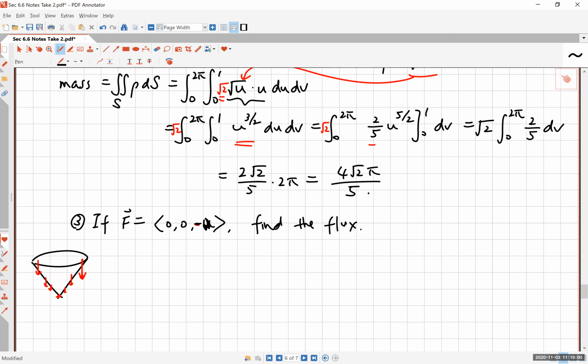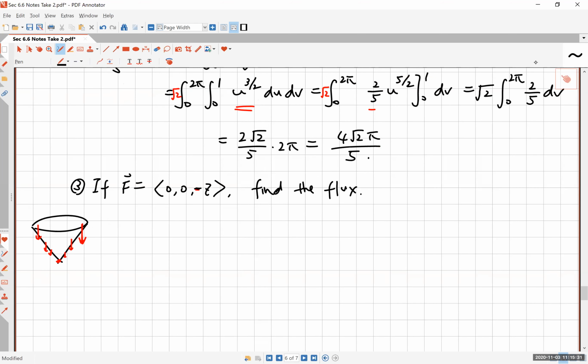Basically, I really should be writing this in terms of x, y, z. So let me correct that. So the question can be phrased like this: if F is 0, 0, negative z, which is described by this picture here, then find the flux, right?